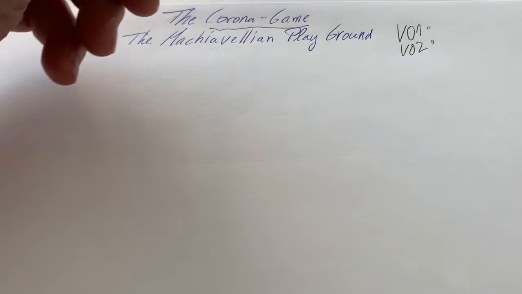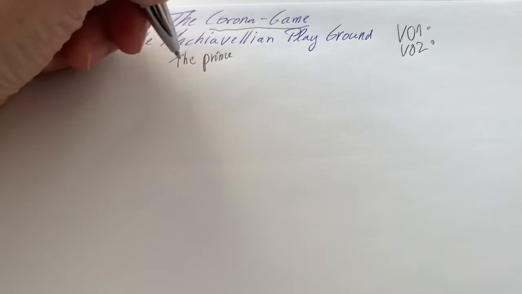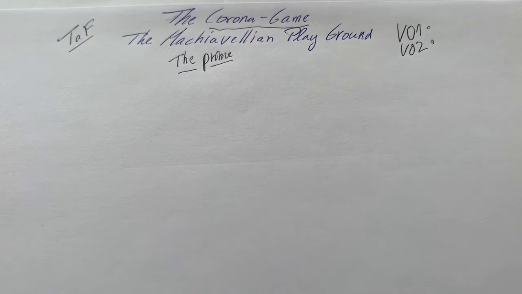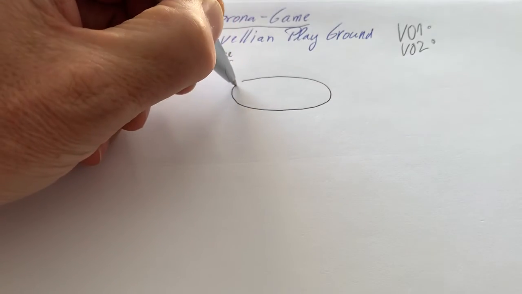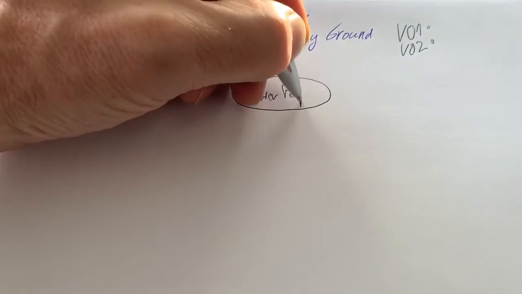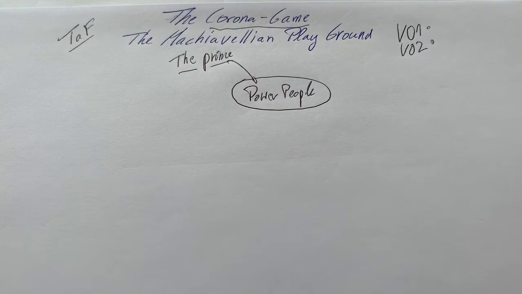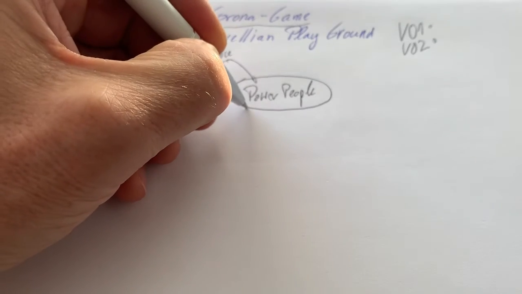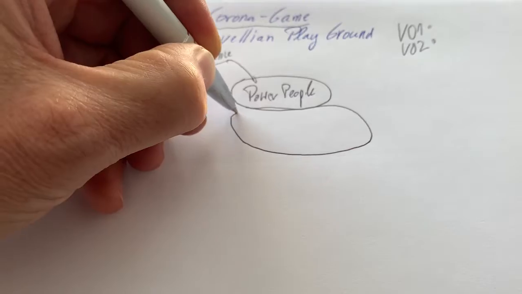And now, after having looked at the book Il Principe by Machiavelli, I have come to the conclusion that it's actually much easier to draw the following playground, and that is people in power, so power people. That would be the prince. Then you have allies.